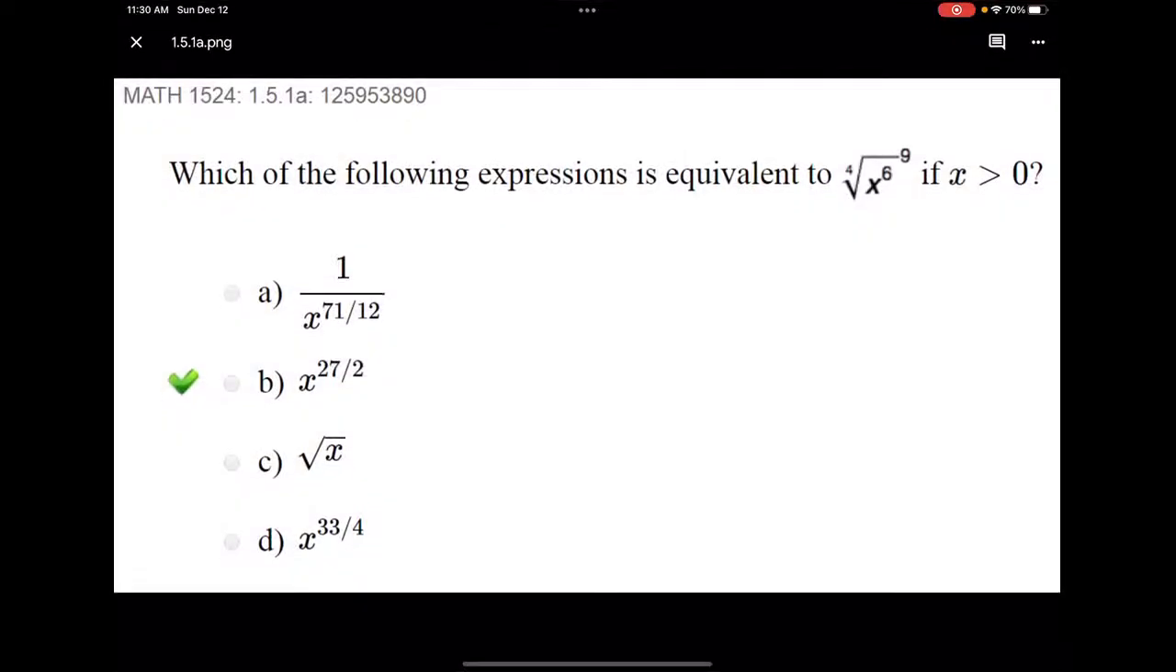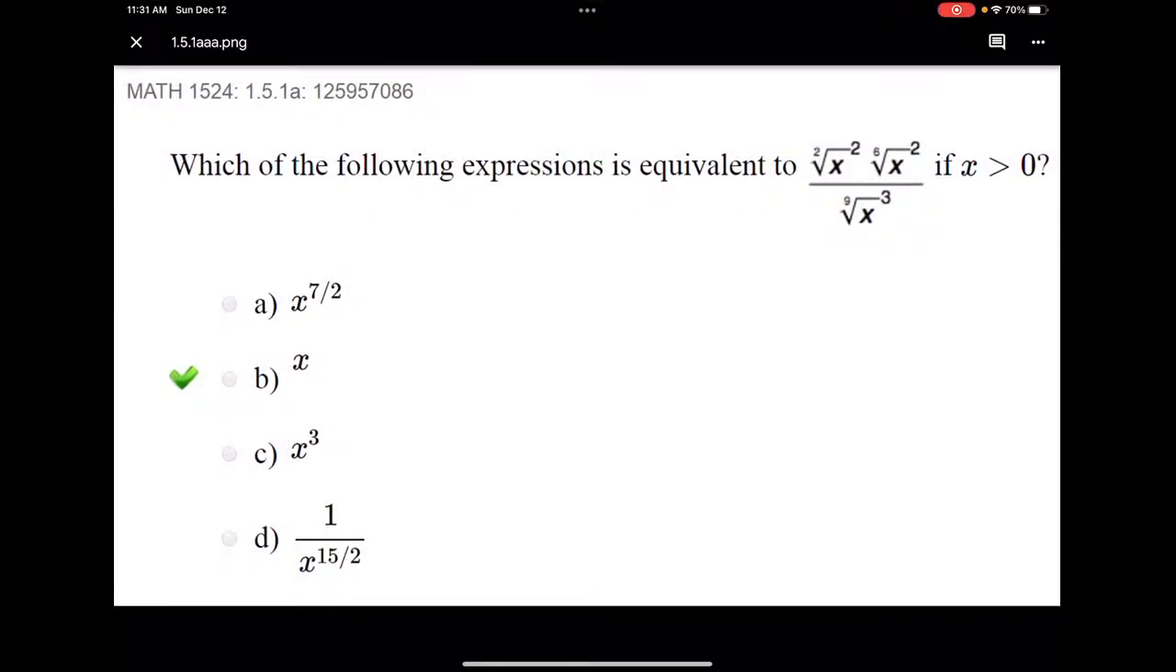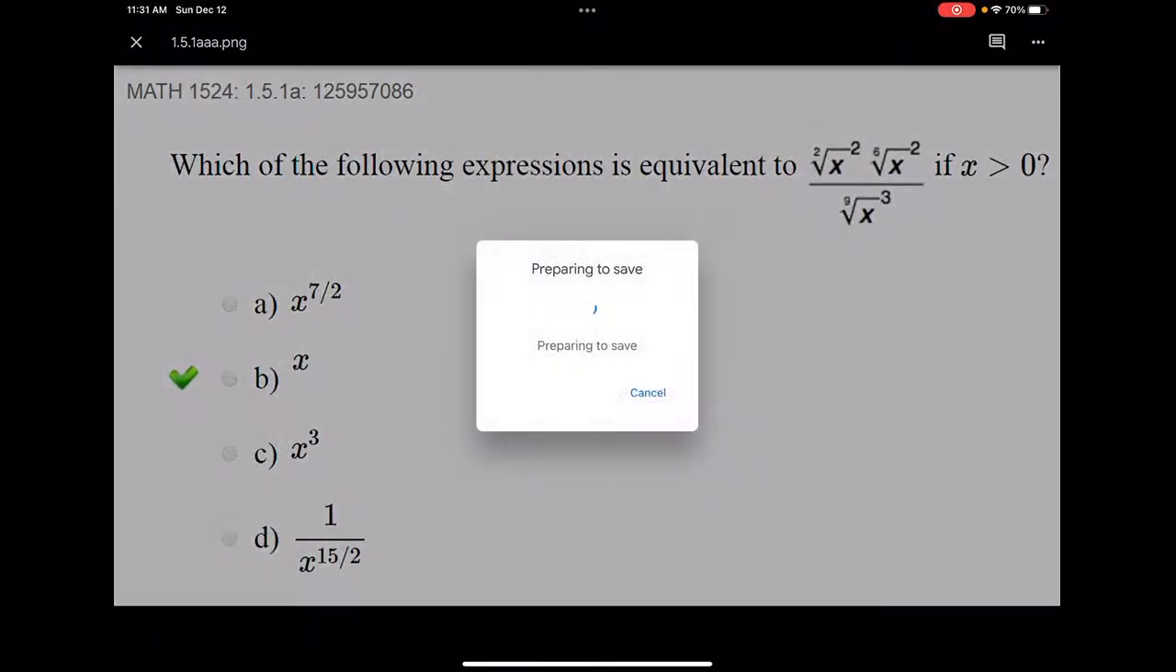1.5.1. I have a few. Oh, good. So I did one of these at the very start, but let's do another just to run through it. This looks fun. All right.